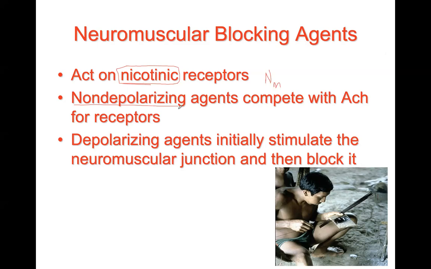The other type, of which we have one example that we see used clinically, called succinylcholine, is referred to as a depolarizing agent. What this means is when it binds to the receptor, it causes depolarization of the receptor. So it initially stimulates the neuromuscular junction and then blocks it. The non-depolarizing agents bind and block it. The depolarizing agents bind, do an initial stimulation, and then block it.